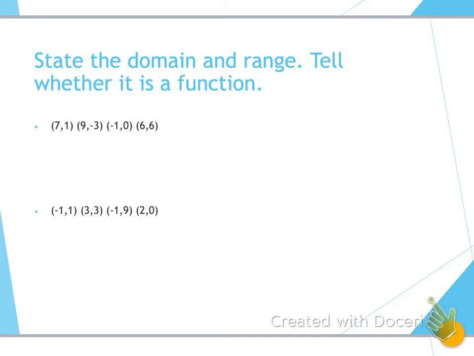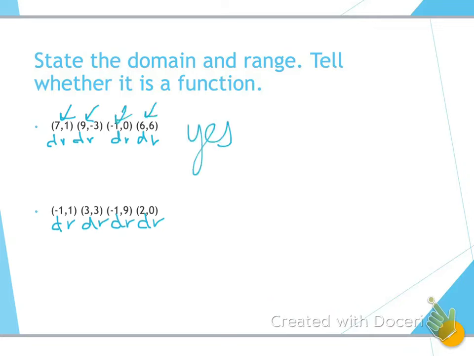State the domain and range and tell whether it's a function. So remember, it's domain, then range, for each pair. To tell whether it's a function, you look to see if your x values repeat. They do not repeat in this one, so yes, it is a function. It would pass my vertical line test. In this one, the -1s repeat, so no, it is not a function. It would not pass my vertical line test.